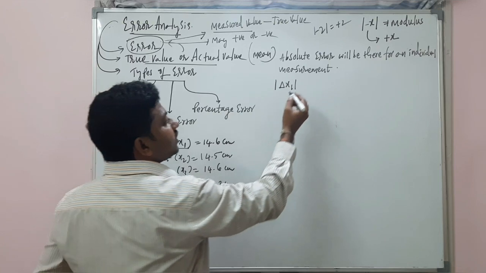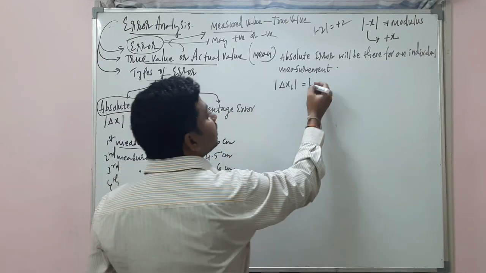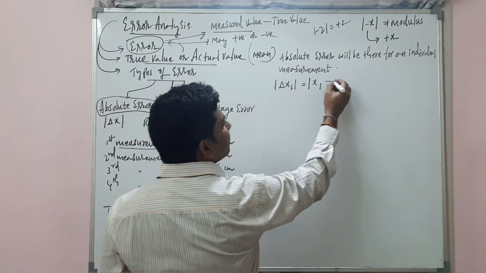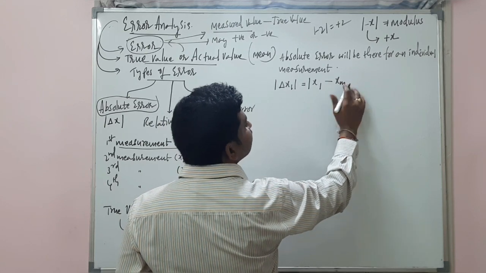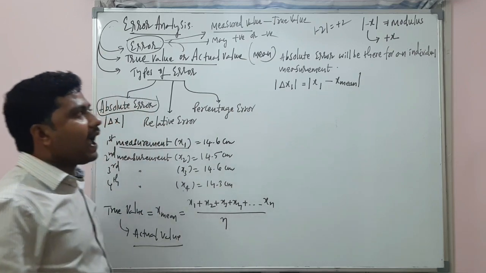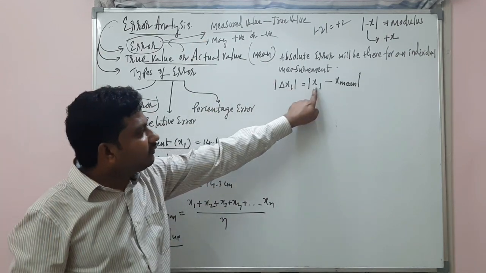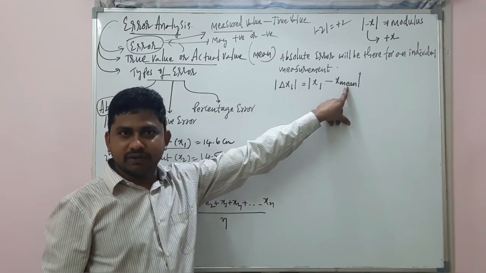So what is this absolute error? You see here. So mod delta x1 is the difference between the first individual value minus x mean, the true value. No need to learn it by heart. Absolute error is the difference between the individual measurement and the mean value, right?